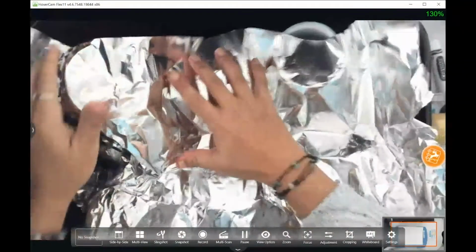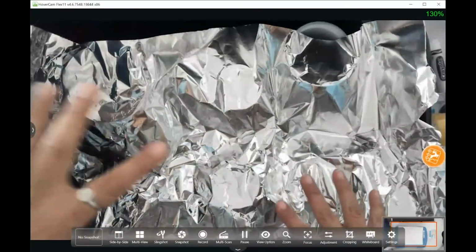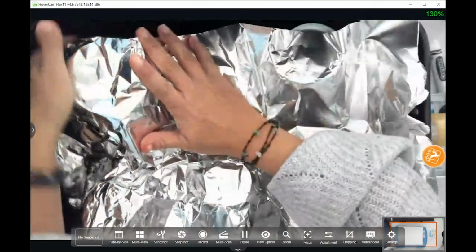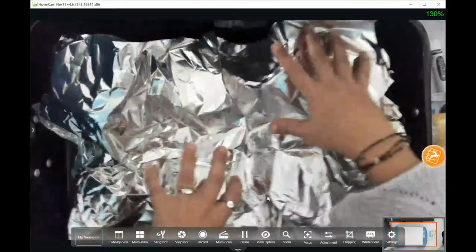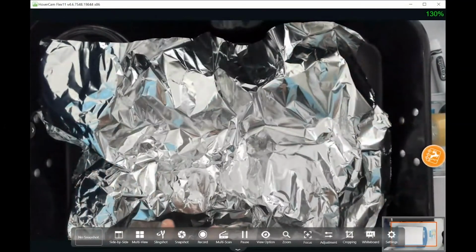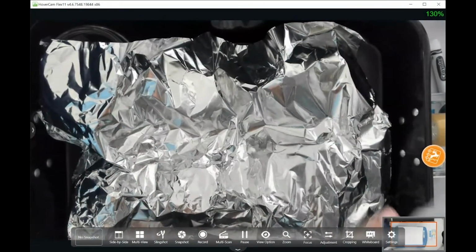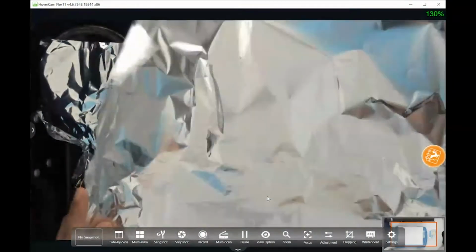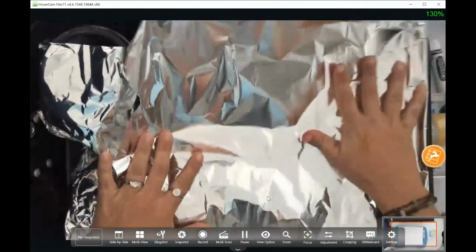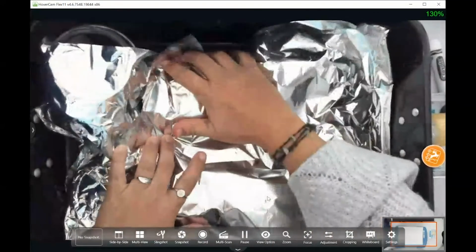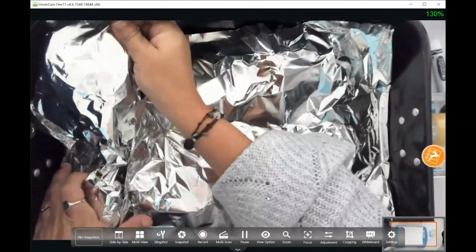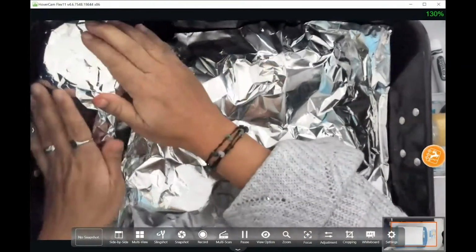Now I'm going to push it down so that I can see those different ridges and valleys creating my watershed. I'm also going to add a second sheet just to cover it up a little bit more. And again, I'm going to push down on the foil and make sure those containers are completely covered.